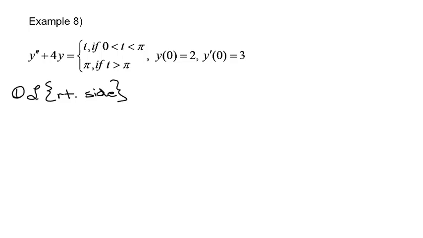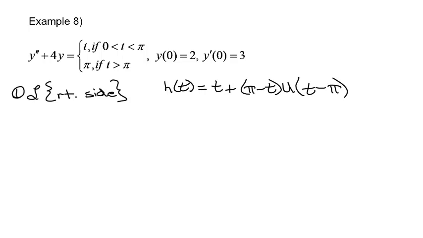To do that, I'm just going to call the right-hand function h of t. I'm going to let h of t equal the piecewise function on the right. And to do this, I'm going to have to rewrite it with the unit step function. So it'll be t plus the quantity pi minus t times u of t minus pi.